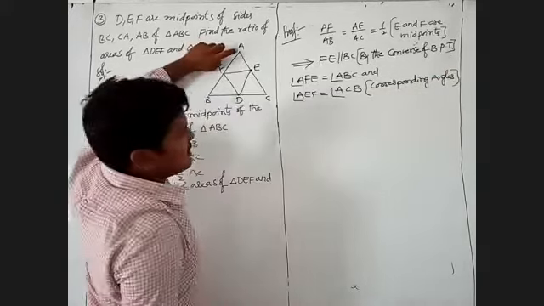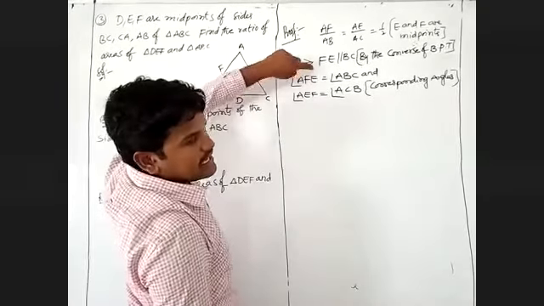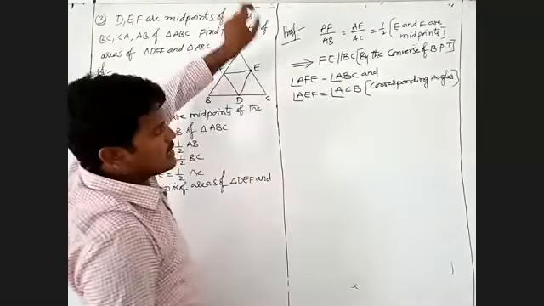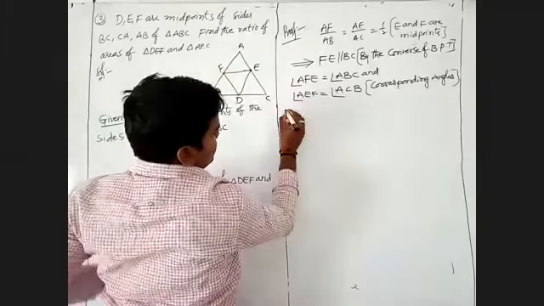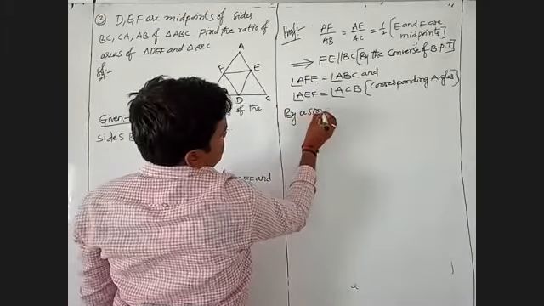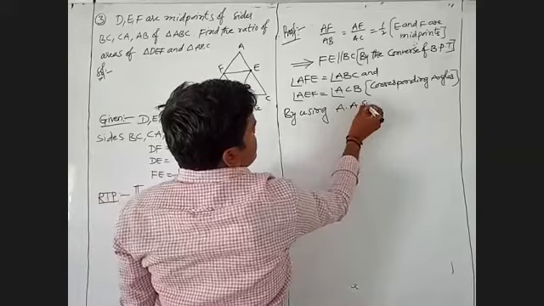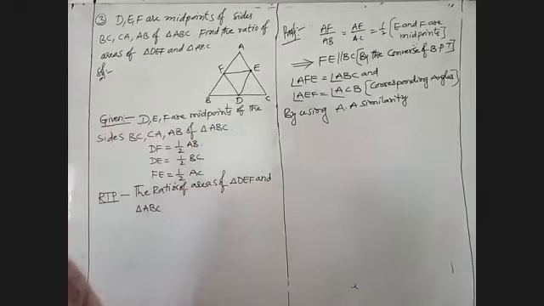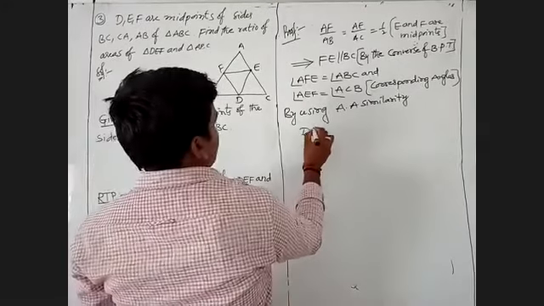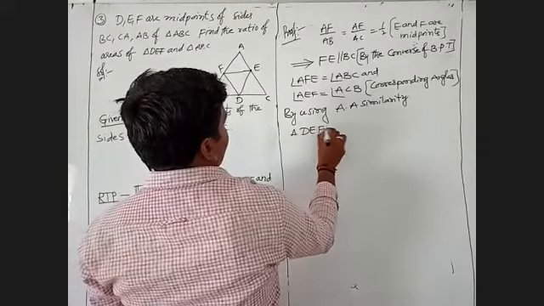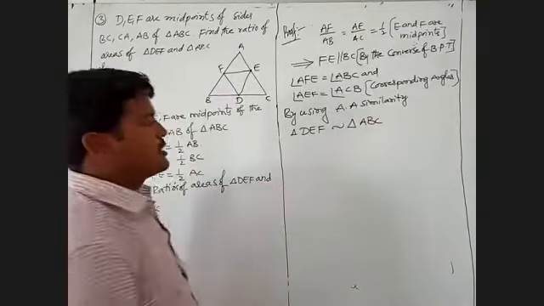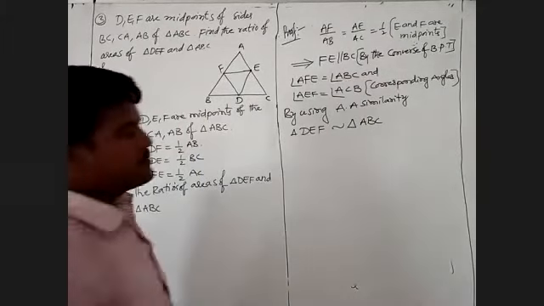We will observe in this one angle F equal to angle B, angle E is equal to angle C, and the common angle is A. By using AA similarity, both are similar. That I will write: triangle DEF is similar to triangle ABC.